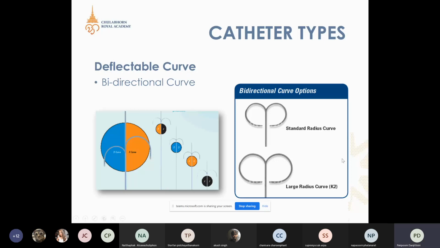What about this one? I just want to show you that the curves from other companies won't use A, B, C, D, E, F to call the curve, but they use the word standard or large radius curve instead of A, B, C, D. Okay.